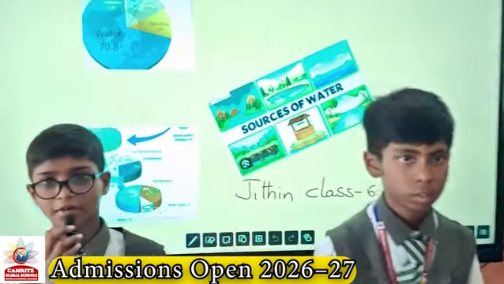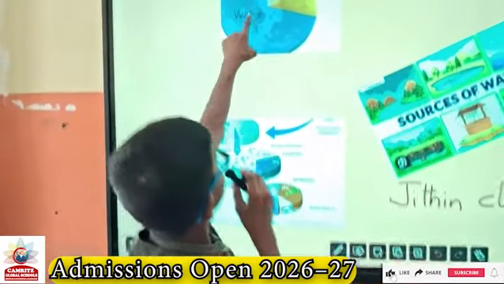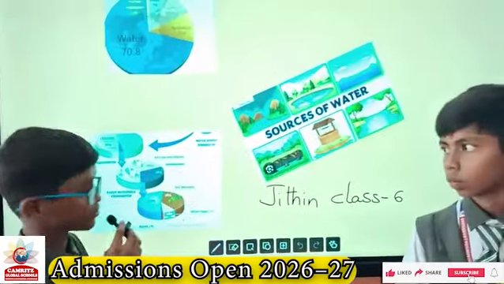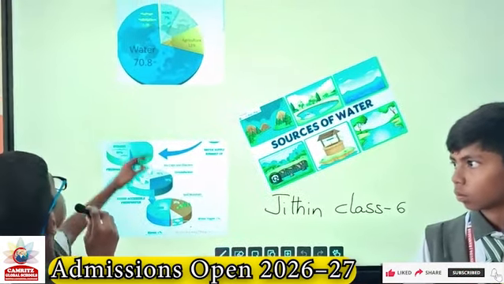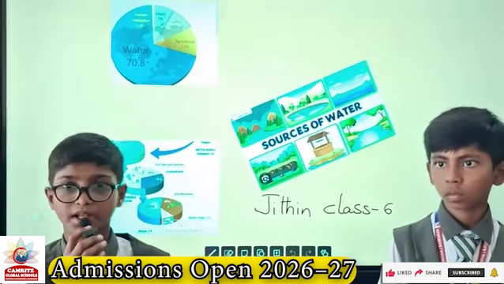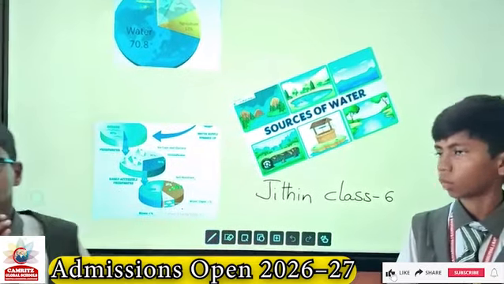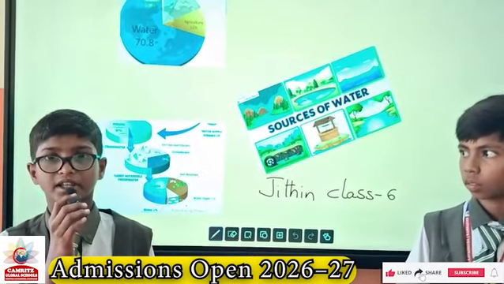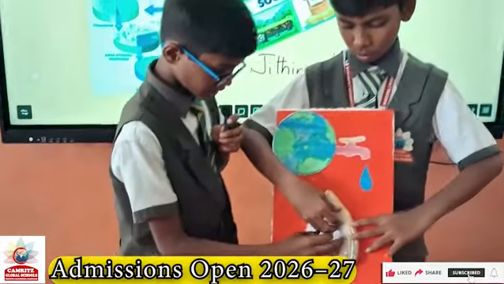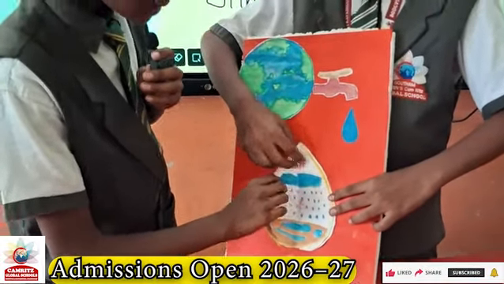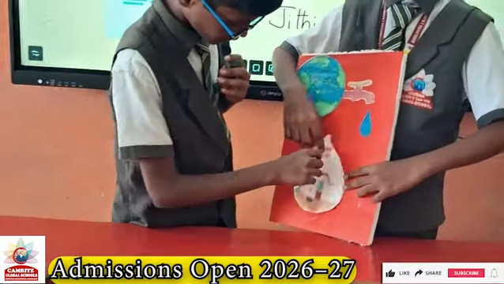I am going to talk about sources of water. About three-fourths of the Earth's surface is covered with water. Water is found in puddles, rivers, lakes, and oceans. It is also present under the ground and in glaciers in the form of ice. It is also present in the air in the form of water vapor. Some examples are groundwater, rivers, seas, rainwater, oceans, and hand pumps.